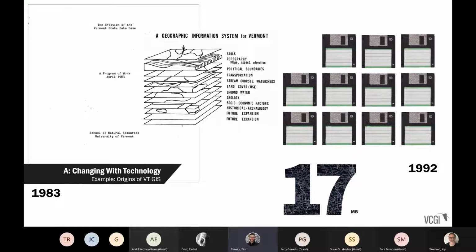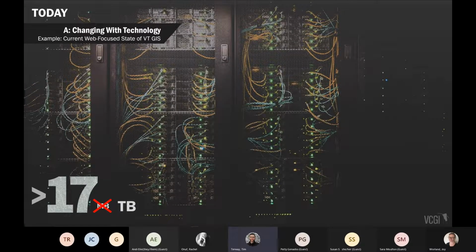And that too has changed with the technology and capacity to do so, right? So even 10 years later, early 90s, most of what we were doing was serving data via mail through floppy disks that totaled 17 megabytes of data at the time, which is paltry by today's comparison, but it just gives a flavor of how what we do as geographers and GIS professionals co-evolves with the technology available at the time. And to where today we're serving not megabytes, but over terabytes of data.